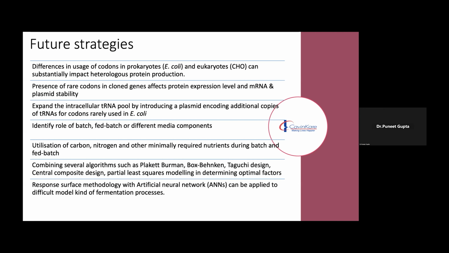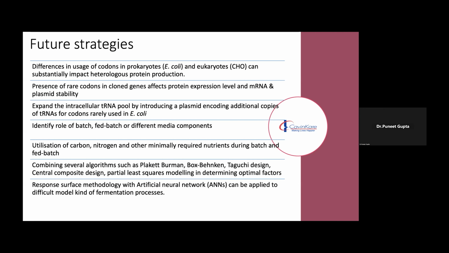There is also optimization that can be taken up, likewise considering batch or fed batch or different media components, to find out which is actually the cheapest process that can be optimized. And again, we can further use carbon, nitrogen, and other conditions which are required for batch and fed batch conditions to reduce costs further.